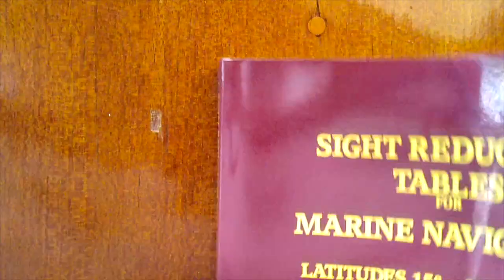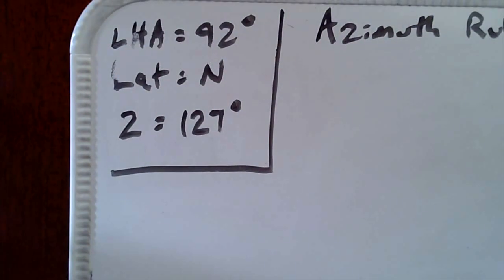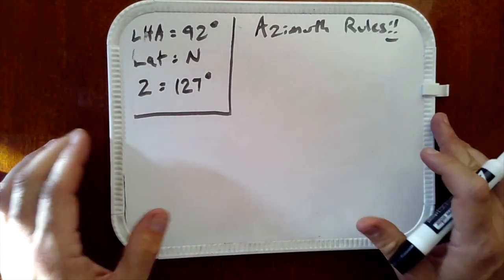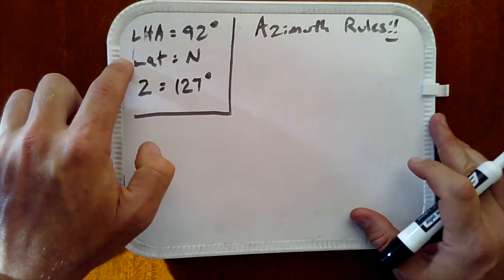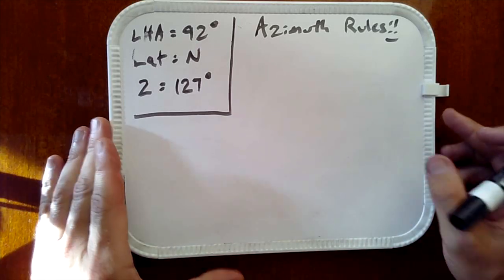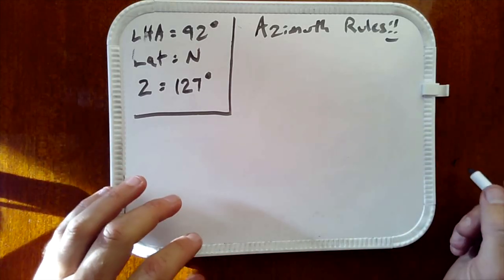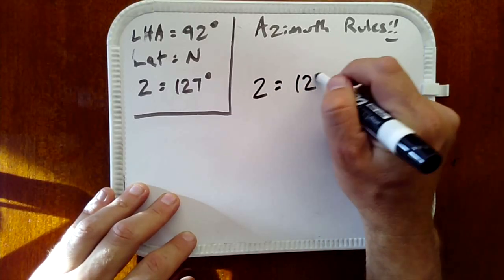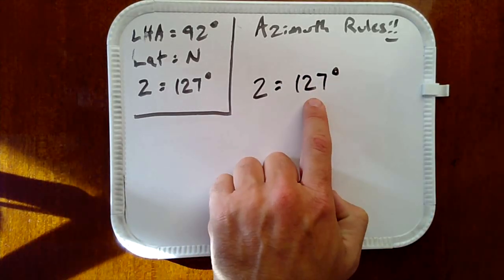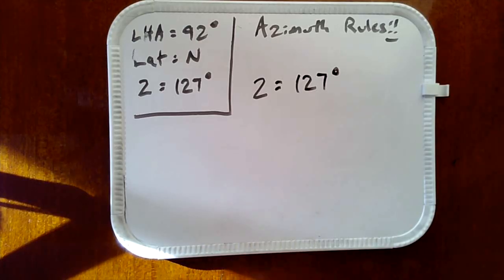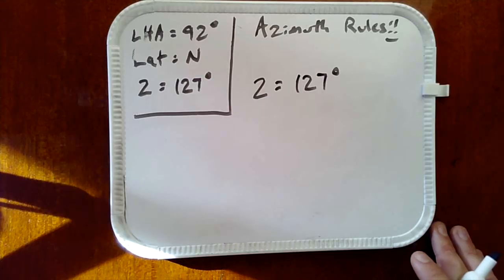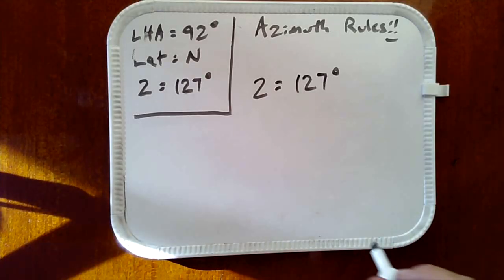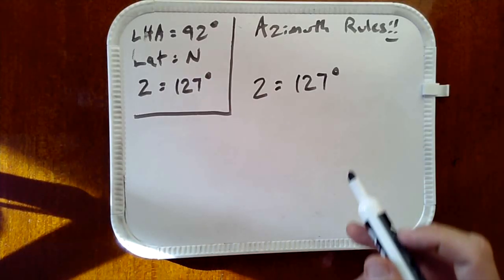So these azimuth rules can be applied to really any problem that you're working on. So you can say you have an LHA, a latitude, and a Z value that you've obtained in the previous step and just need to apply some corrections to it. So if our Z value, our azimuth angle, was 127 degrees, that's not our final answer. It's really just referenced from the given latitude in an east or a west direction, depending on how the triangle is formed. We need to convert that to a Zn, something that we can actually plot on a chart.